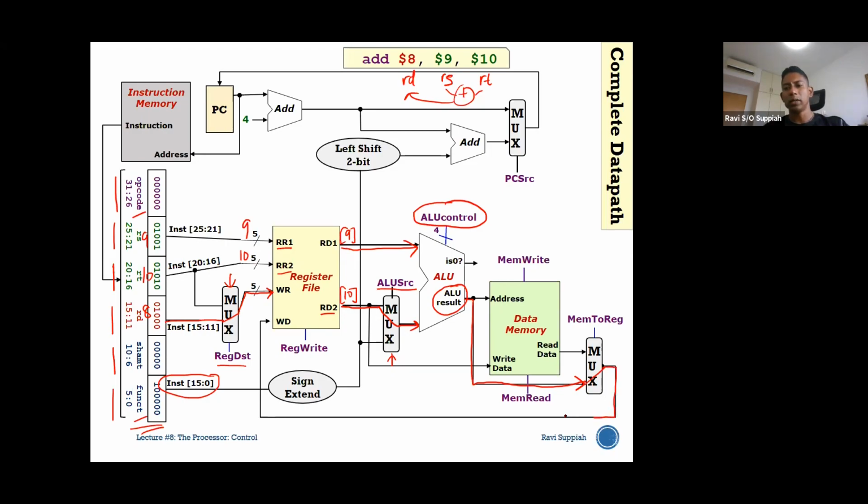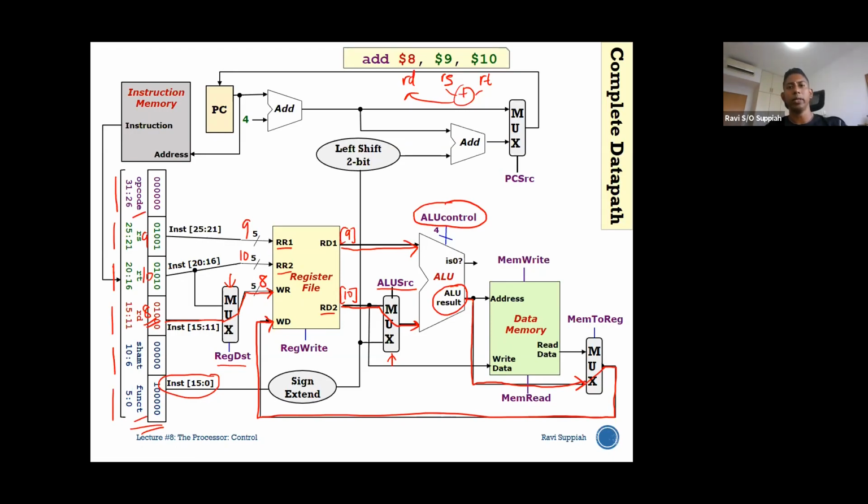So this data will come all the way back here, to the write data pin. And since the write register has already been selected to be register 8, I will be able to write back to register 8. So this is basically a quick recap of what we did in the last lecture.